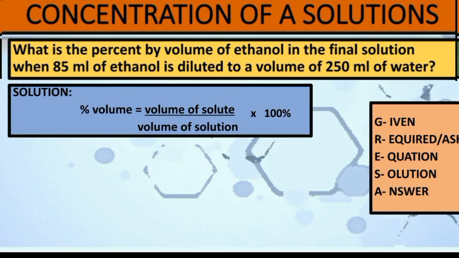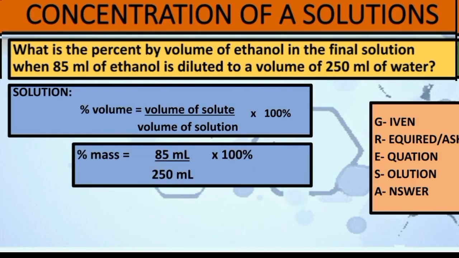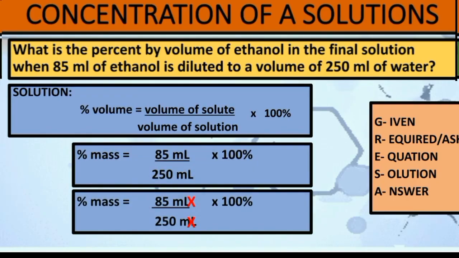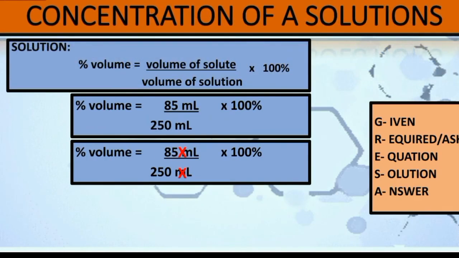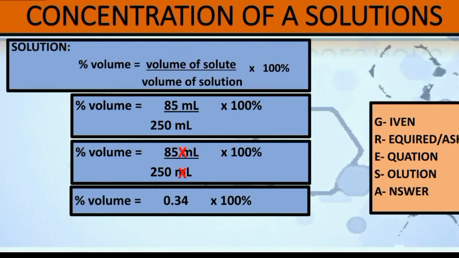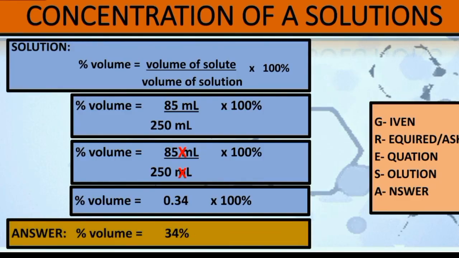For solution, substitute all the given values. Volume of solute is equal to 85 ml and 250 ml for the volume of solution. Cancel out the same unit of volume, which is ml, and do the operation. 85 over 250 is equal to 0.34 times 100% is equal to 34%, and that would be our percent by volume.